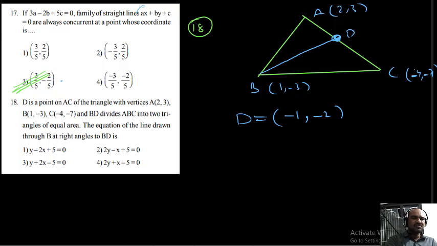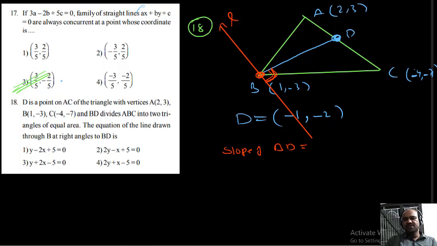I got D. Now again I want to read the problem, students. What do you want? The equation of the line drawn through B and at right angle to BD. A point on the line is (1, -3). We just want to find the slope of L. Slope of L you can obtain because BD is perpendicular to L. First of all, try to find the slope of BD.